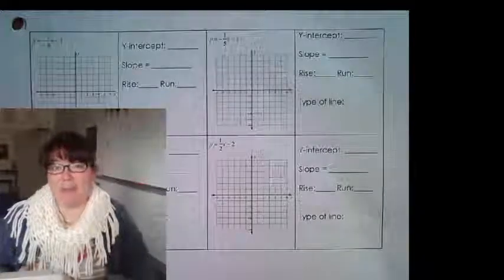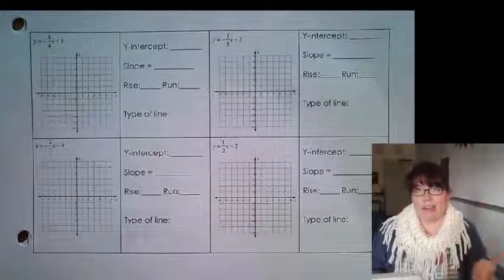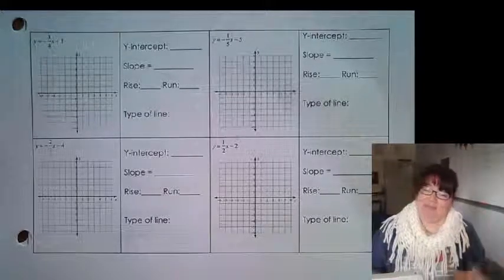All right, so let's take a look at these bottom 4 together. If you don't already have a straight edge, go ahead and pause the video, run and grab it, and come on back when you're ready.